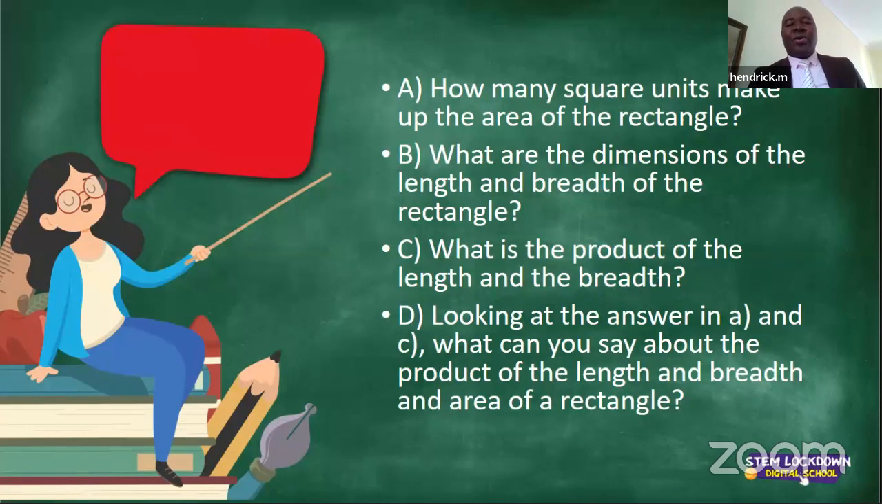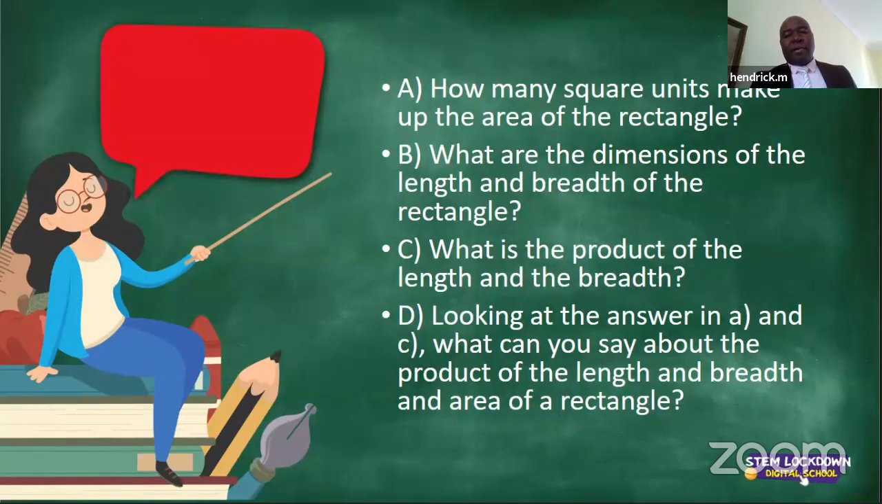Now, when you go to the last question, C, you have just calculated and given me the product of the length and breadth. The product is 6 multiplied by 4, and 6 times 4, you said it's 24. So can I ask you, are there any similarities between the answer that we got in A and also in C?